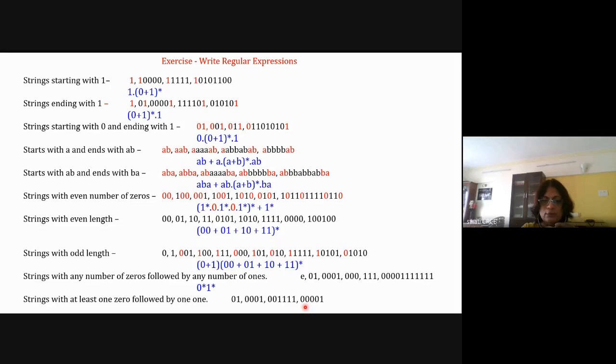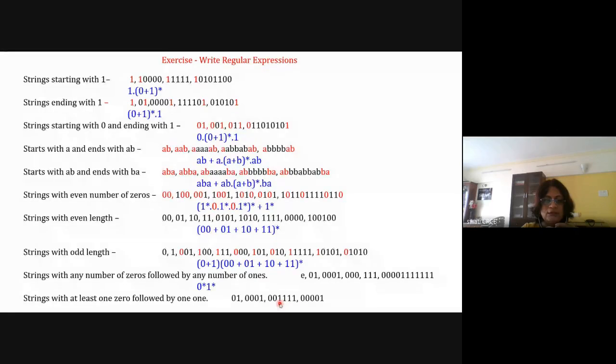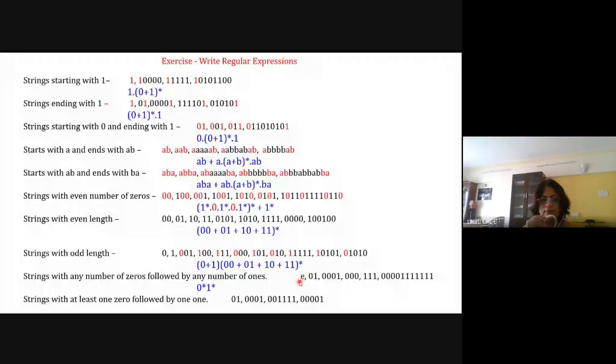Now the next one is strings with at least 1 zero followed by at least 1 one. We're modifying the problem. It means the minimum length string is 0 1 and epsilon is not there. So this is also simple. What to write?